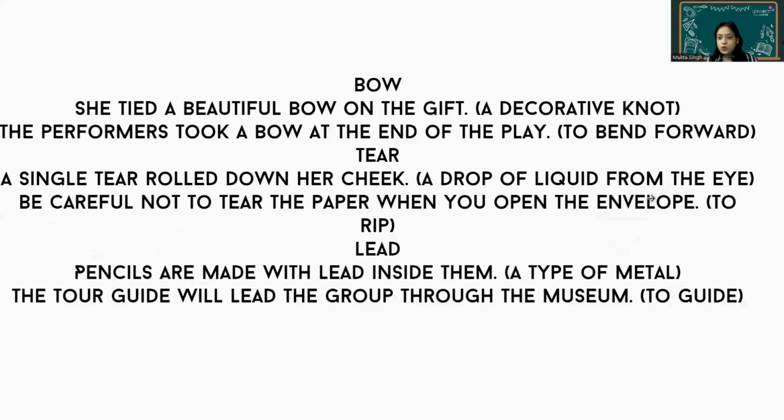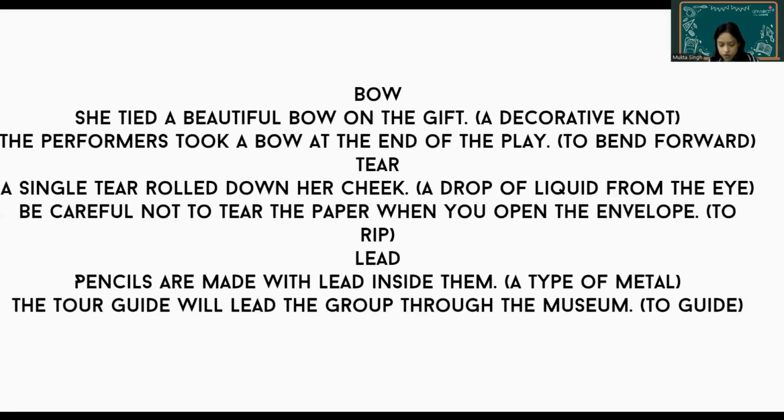Now we have more words. So the first word we see on this screen is bow. She tied a beautiful bow on the gift or in her hair. So it's a decorative knot. Next, the performers took a bow at the end of the play. So it means to bend forward.